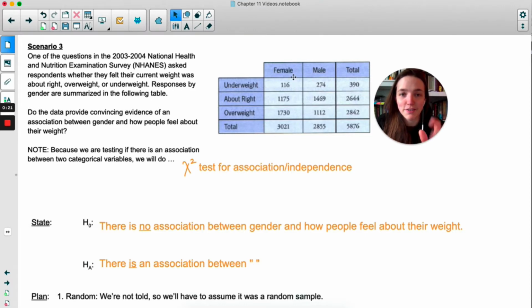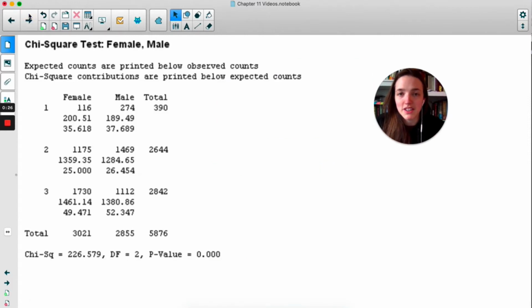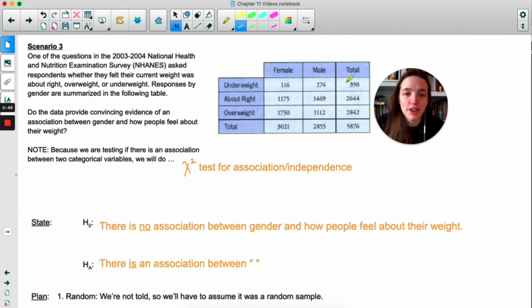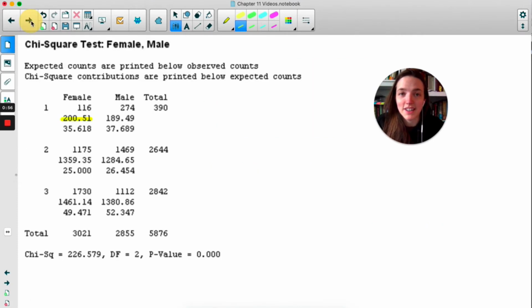So let's just look at female who think they're underweight. It was 116. In this Minitab output, you can see the 116 here. Let me just show you around some of these pieces so that you know how to use it if you encounter one of these. This number here is the expected count. So there were 116 females who said that they thought they were underweight, but we expect 200.51. That number is coming from 390 times 3021 divided by 5,876, but Minitab does that calculation for you.